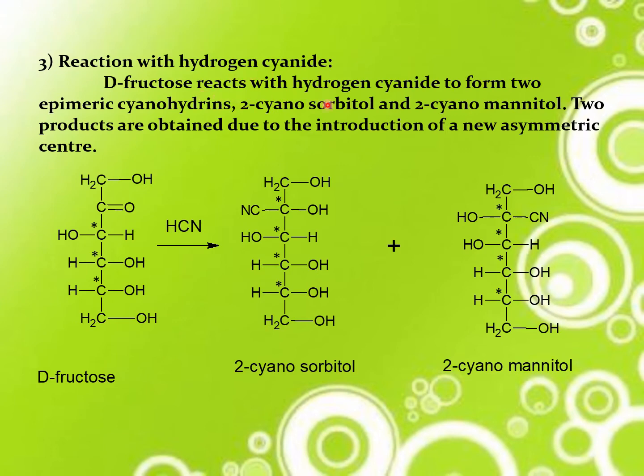D-fructose reacts with hydrogen cyanide to form 2 epimeric cyanohydrins, cyanosorbitol and cyanomannitol. This is D-fructose. Here, this carbon is present as a single bond between C1 and C3. So, rotation about the C1 to C3 bond is possible. That is, the C=O is either present towards the right hand side or it may be present towards the left hand side.